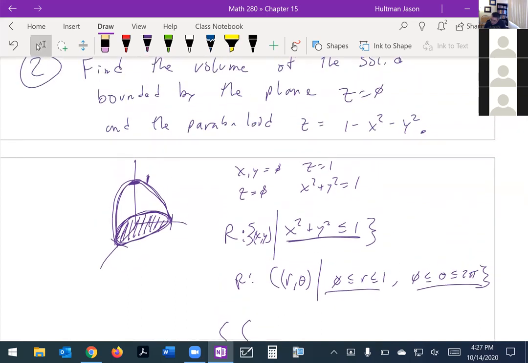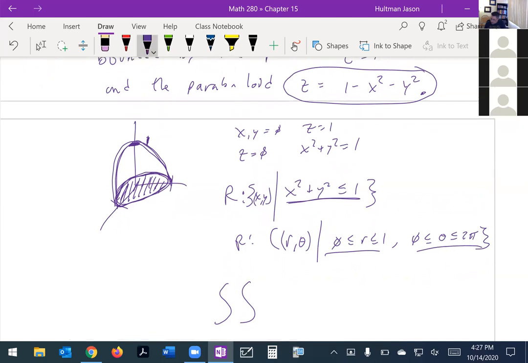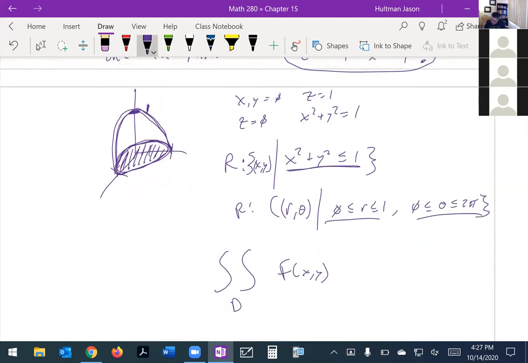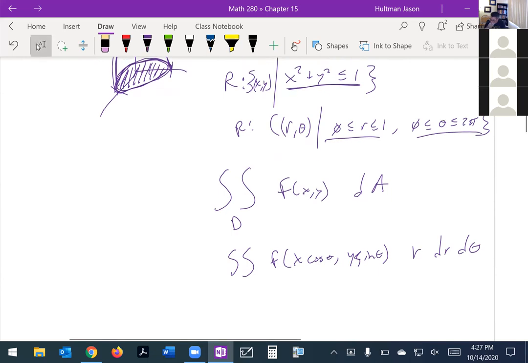So we had the function in terms of x and y, which is 1 minus x squared minus y squared. So I could put that here, f of x, y. And I'm just going to put D for domain, and then dA. How am I going to change this? Well, this is going to become f of x cosine theta, y sine theta, r dr d theta, over this region in polar coordinates. You can call it r if you want, you can call it whatever.